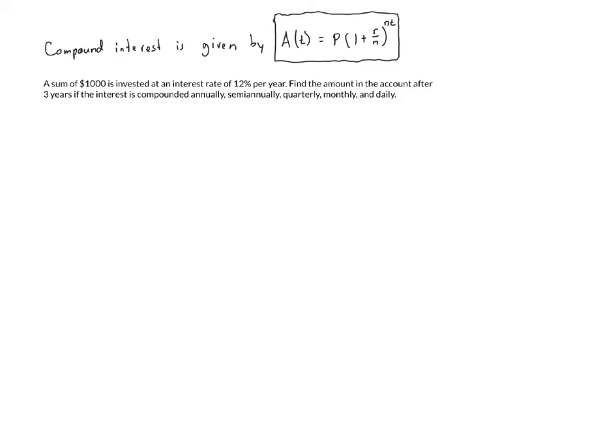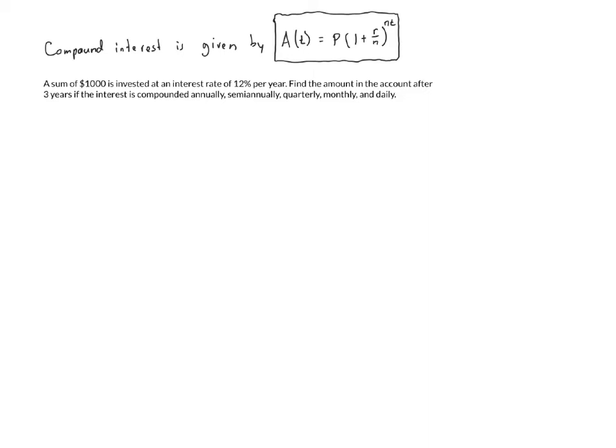Let's go through a problem and look to see how we can use this and compare what happens depending on the compounding periods. A sum of $1,000 is invested at an interest rate of 12% per year. Find the amount in the account after 3 years if the interest is compounded annually, semi-annually, quarterly, monthly, and daily.